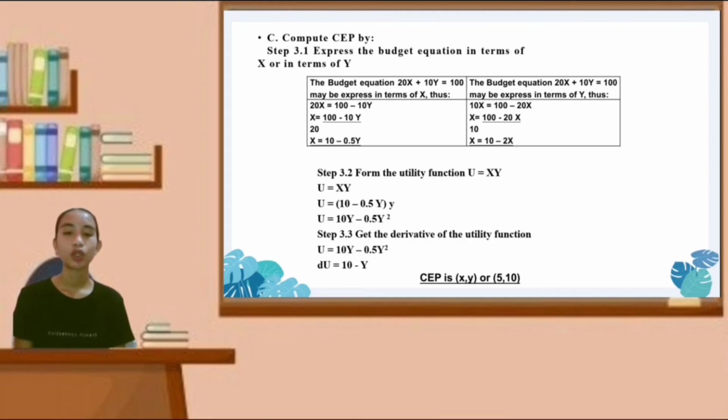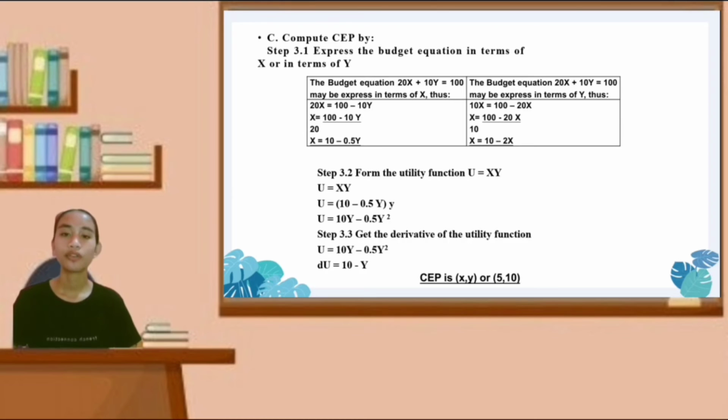The budget equation 20x plus 10y is equal to 100 may be expressed in terms of X. 20x is equal to 100 minus 10y. X is equal to (100 minus 10y) divided by 20. X is equal to 10 minus 0.5y. The budget equation 20x plus 10y is equal to 100 may also be expressed in terms of y. 10y is equal to 100 minus 20x. Y is equal to (100 minus 20x) over 10. Y is equal to 10 minus 2x.